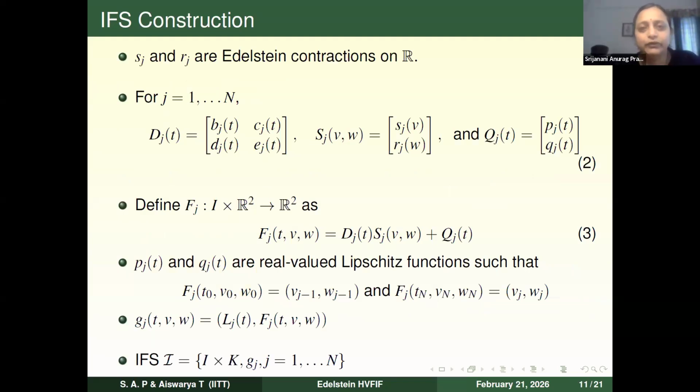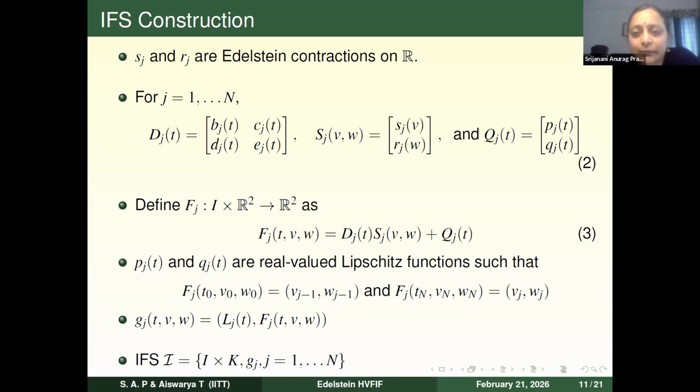Now we take two Edelstein contractions on R, and with these we define a few matrices. They are denoted by D_j of t, and here we have S_j of v, w. This consists of a matrix, or an array, having the Edelstein contractions on R. In this way my capital S_j function becomes an Edelstein contraction on R2 if I choose the Manhattan metric.